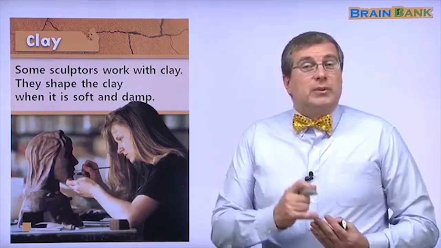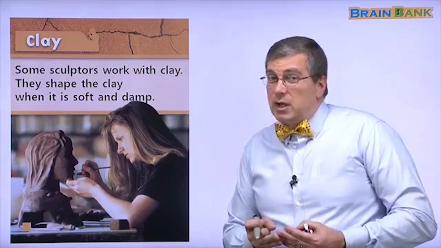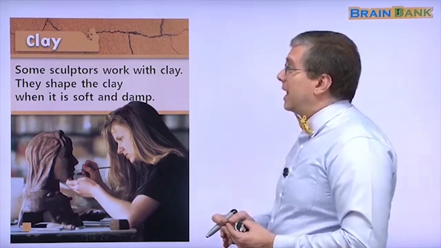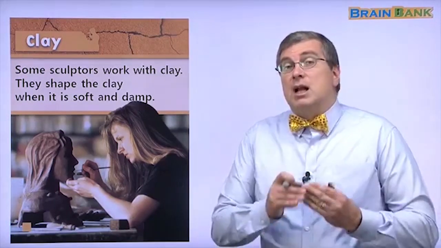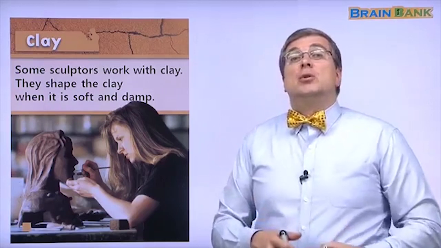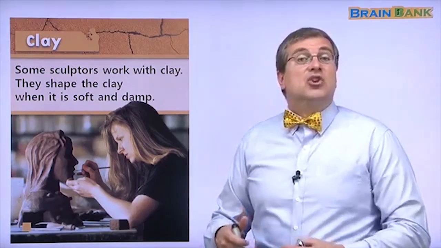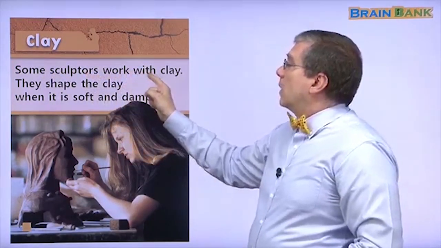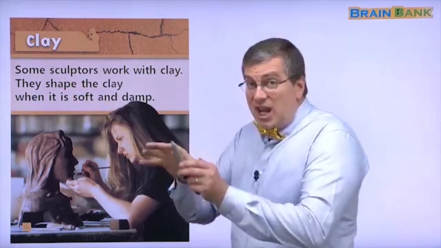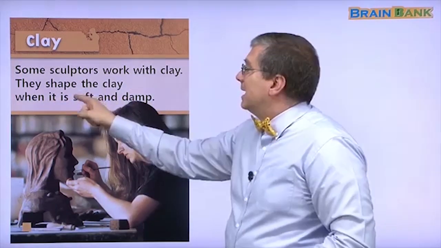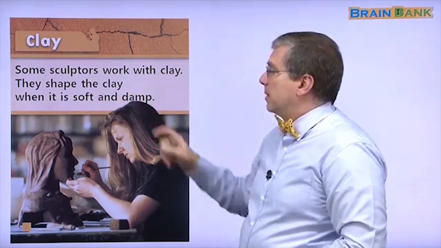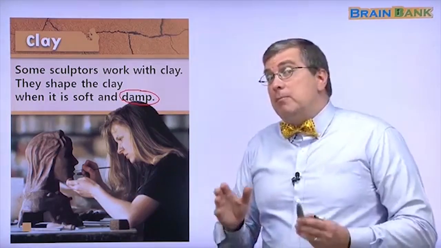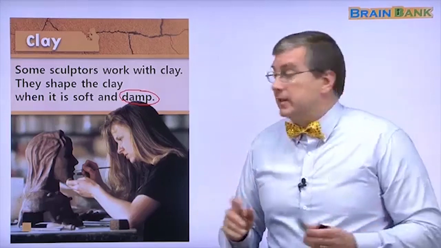So we saw wood. First we saw stone in part 1. We just talked about wood, but remember we talked about clay on the cover of the book. Clay is another material sculptors use to make sculptures. Let's read. Some sculptors work with clay. They shape the clay when it is soft and damp. Damp? What does that mean? What is damp? Damp means it has some water in it.